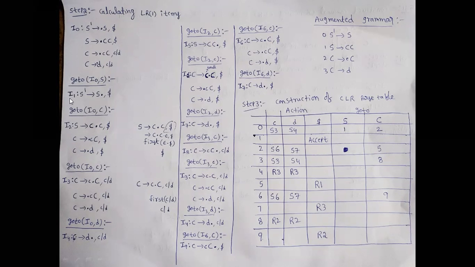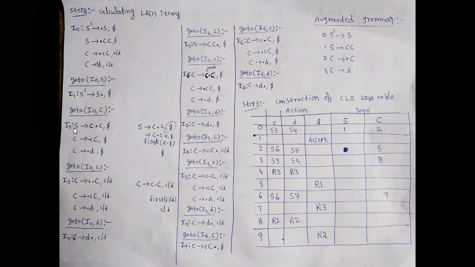Then we are naming I1 as the new state. Okay, so next one. We are applying dot S1 next. After the dot we have a non-terminal C, so apply the goto of capital C. So goto of I0 comma capital C. We are applying the goto function. The dot is moving one position to the right.